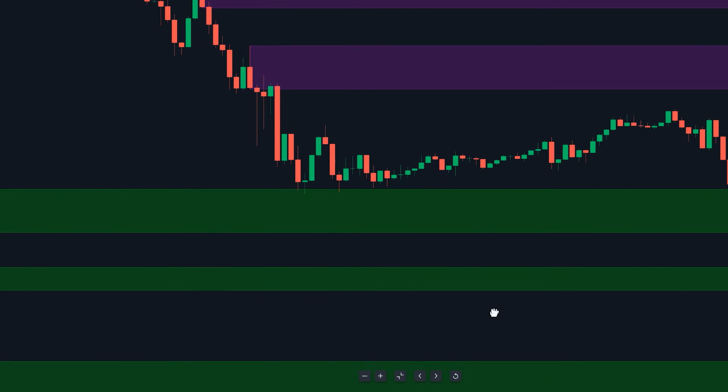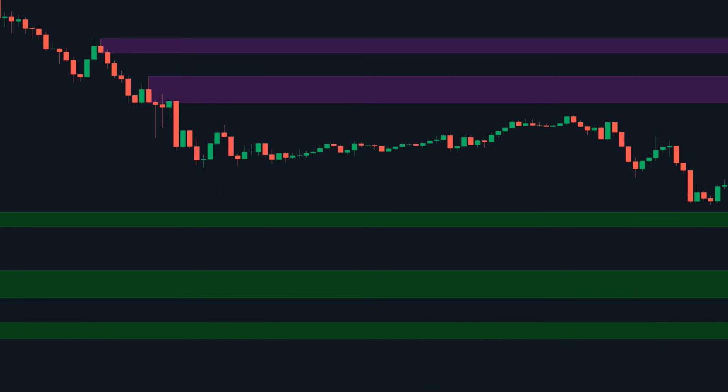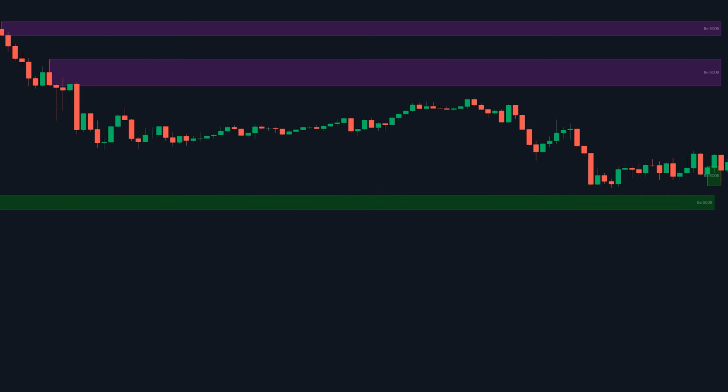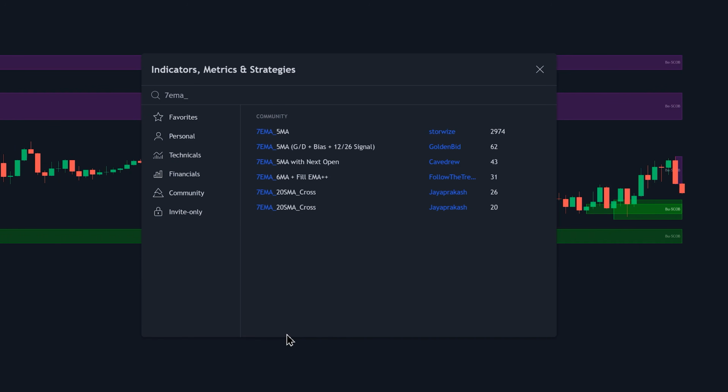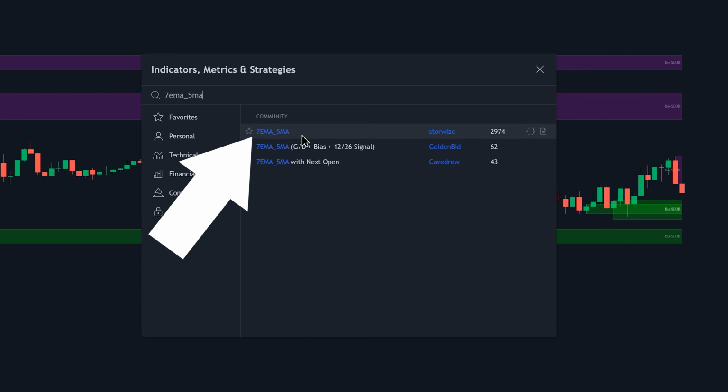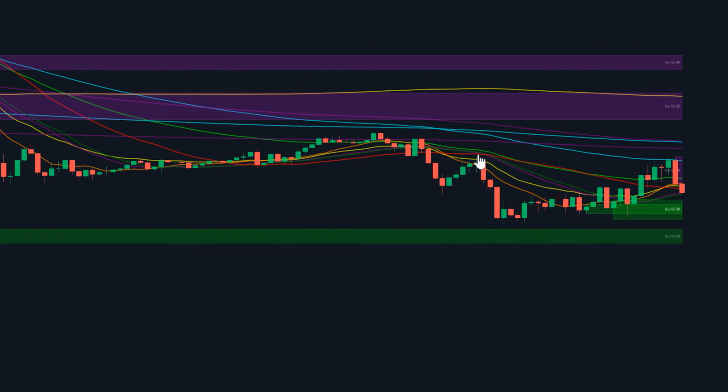Now, before we explain how we can use this indicator to trade, as is the rule with any strategy, we need a tool to understand the trend direction of the market. That tool is going to be one of my favorite EMA indicators, which is called 7EMA_5MA. This one by Storewise. Double-click on it so we can change some settings.